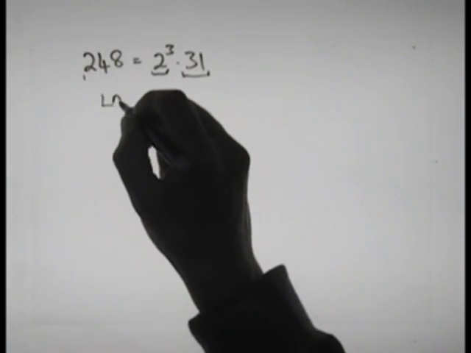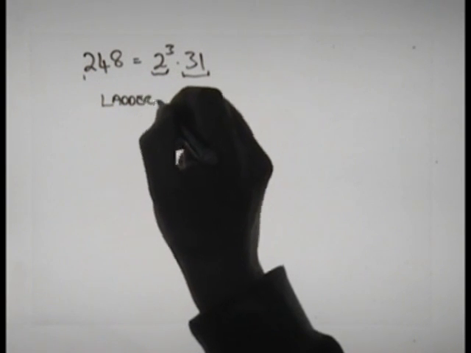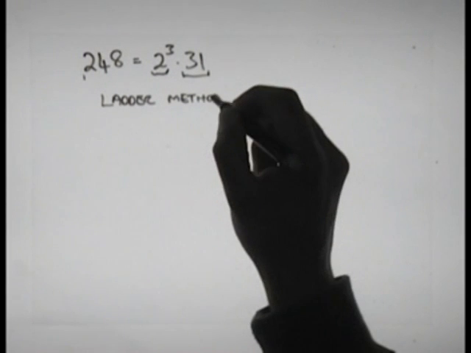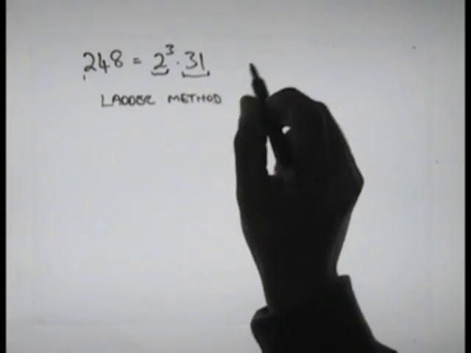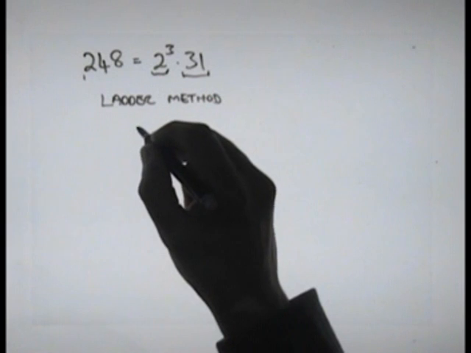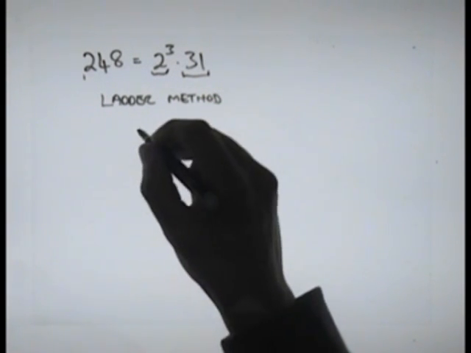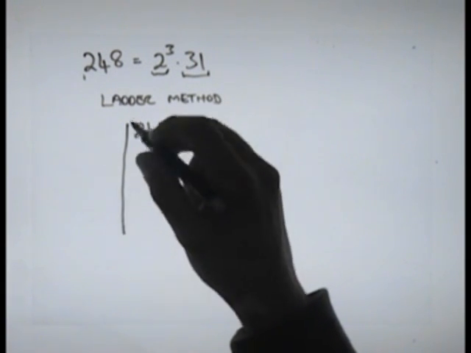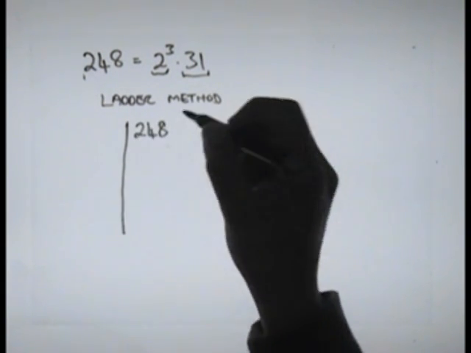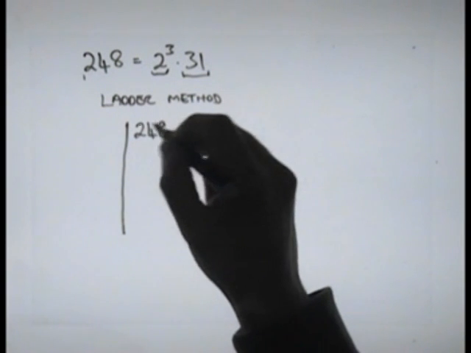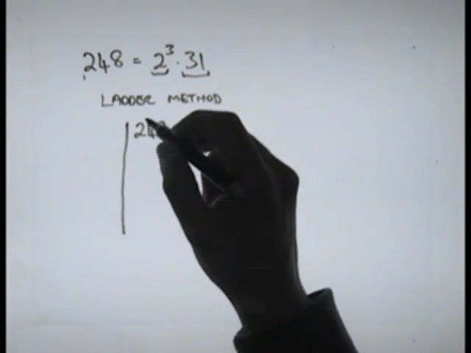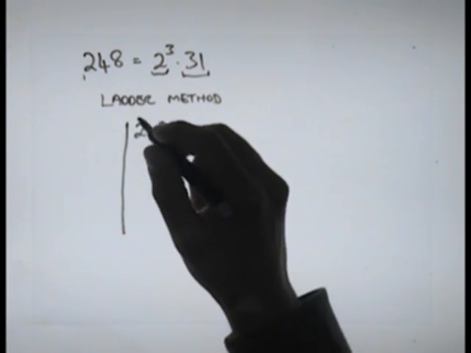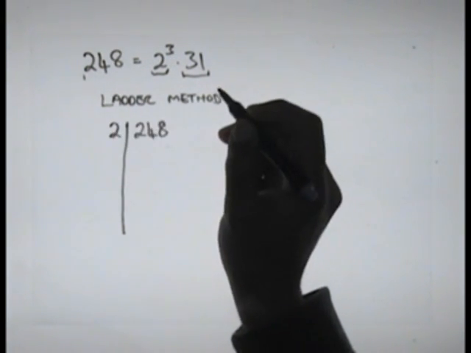We do that using a thing called the ladder method. And I want you to become familiar with this. I also want you to be able to do most of these mentally by the time you're done with this tutorial. Let us start with 248. It's going to look very much like a ladder, hence the name ladder method. We start off by looking at the smallest prime number that goes into 248, and that would be 2.